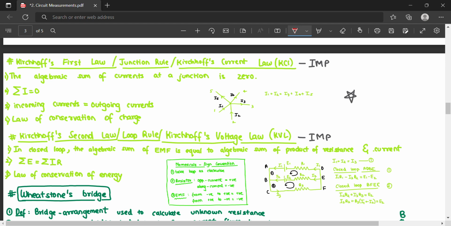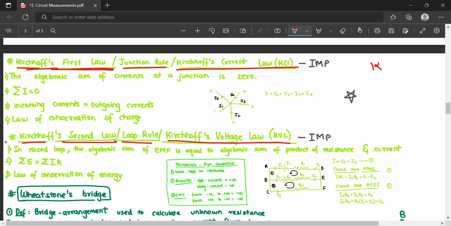Now, moving on to the most important part of this lesson is Kirchhoff's laws. So, we've got two Kirchhoff's laws, that is Kirchhoff's first law and Kirchhoff's second law. These both have different names which you need to have a grasp of. Kirchhoff's first law is known as your junction rule or Kirchhoff's current law, and Kirchhoff's second law is known as the loop rule or Kirchhoff's voltage law.